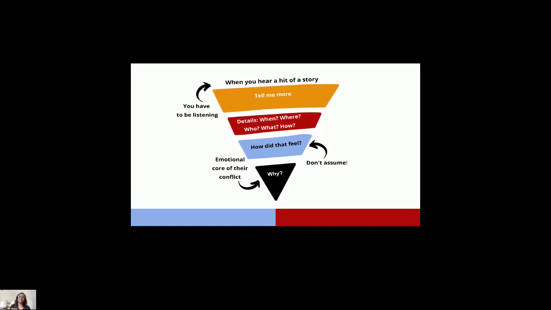And then finally, we want to dig even deeper, and we want to get to the emotional core of that conflict by asking why. Why did it feel that way? In the video that I shared, you saw Jackson say, well, why, this seems very emotional for you. Why, what's coming up? Why do you feel that way? And it made Clint have to reflect on his feelings, right? That's deep canvassing.